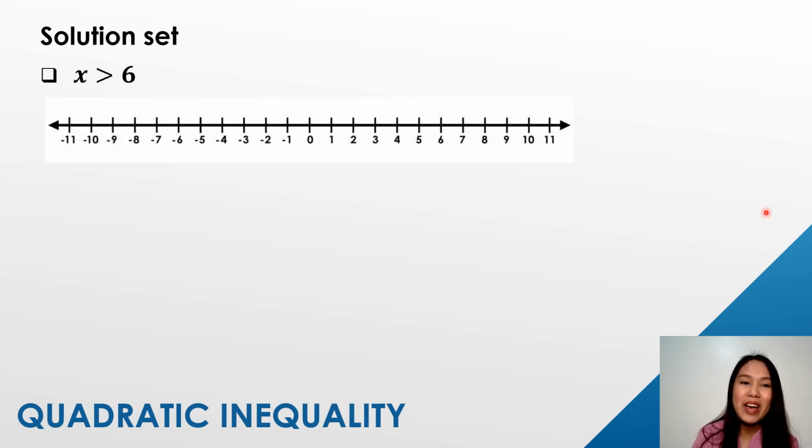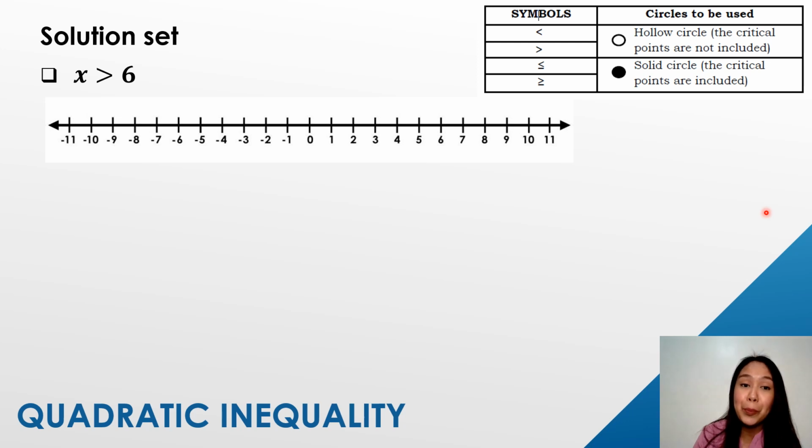For example, I have x is greater than 6. How are we going to identify the solution set for this? It would be much easier for us to know the solution set if we write it on a number line. First, in the given, there is a real number, which is 6. We are going to start with that.